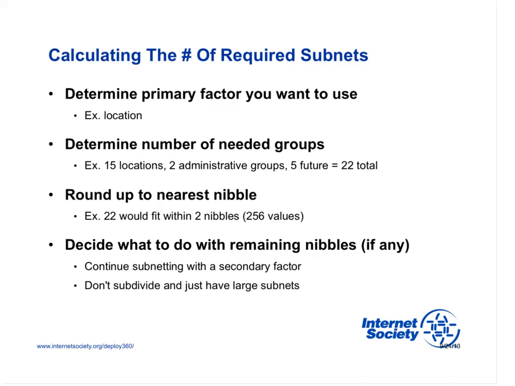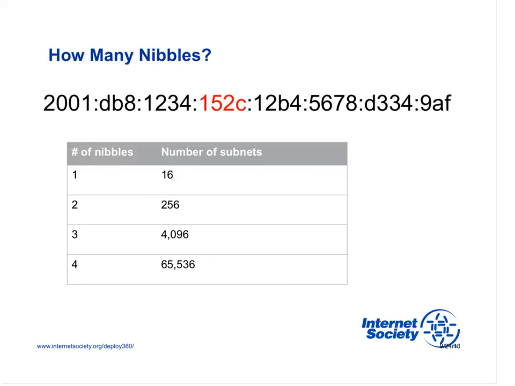So, I'm sorry, it was 16, 256, 4,096, 65,000. So it would fit in that second value. And then do you want to continue subnetting like we just showed in those examples, or do you just want to have large subnets? And that's a choice you can have. You can have a greater than /64 if you need to. So that's again what you need to think about.